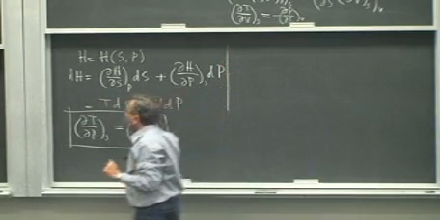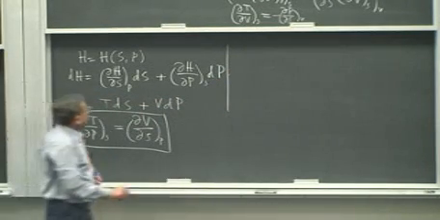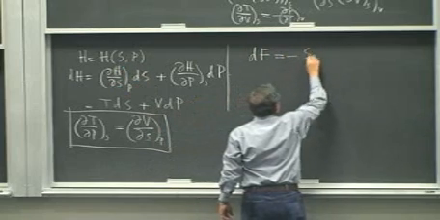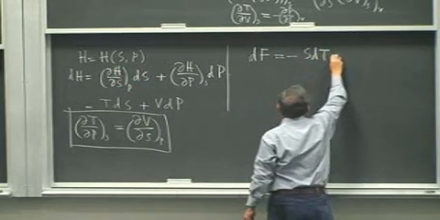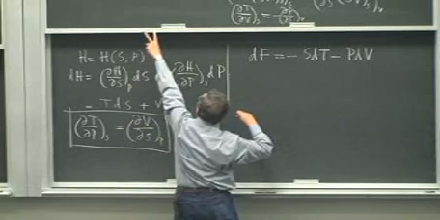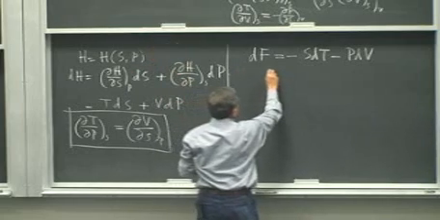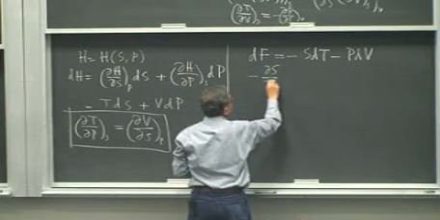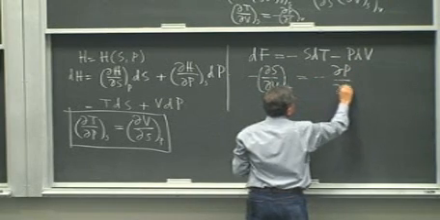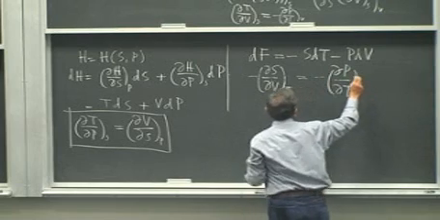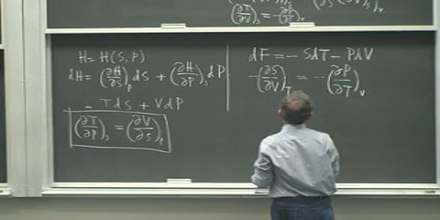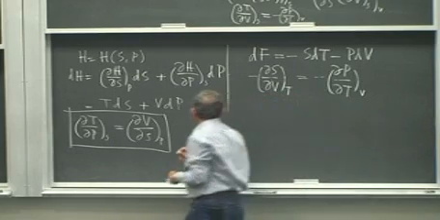Similarly, I can start with the third expression. dF is equal to minus S dT and minus P dV. I have that expression over there. And therefore, this expression tells me that dF is a perfect differential if minus partial differential of S with respect to V at constant T is equal to minus partial differential of P with respect to T at constant volume. Okay. This is relation number 3.